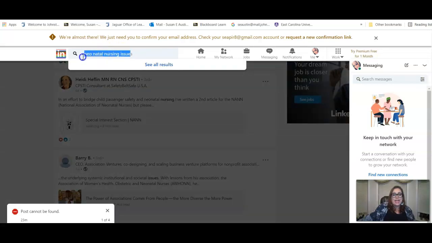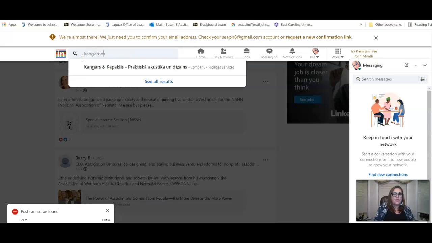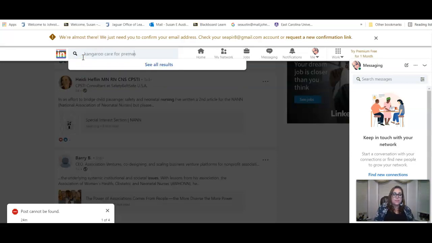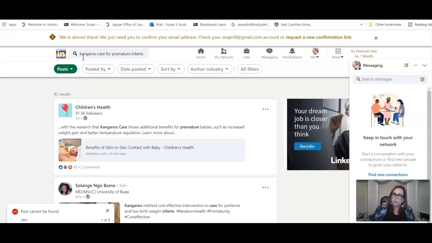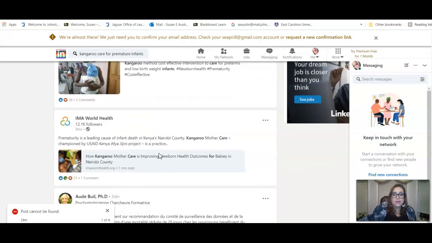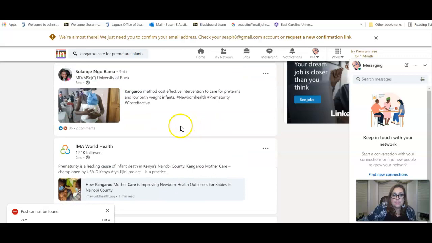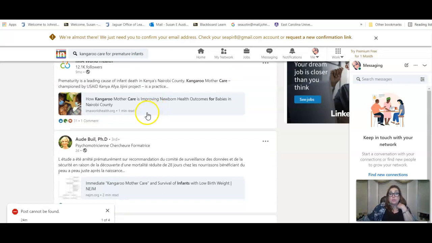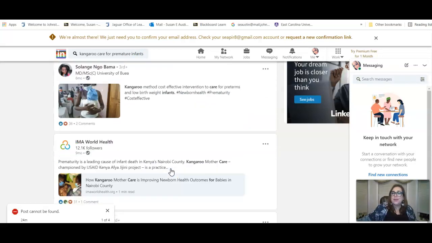Let's see if anything came up. Back when my student did kangaroo care, I'm pretty sure she found some good stuff on social media because it was something that people were really talking about at the time. So here's a little article: benefits of skin-to-skin contact with baby, kangaroo care, helping low birth weight infants. So if you have some terms that are more specific, sometimes that can help you narrow your search a little bit on these social media sites. And you're going to know that better than I would.